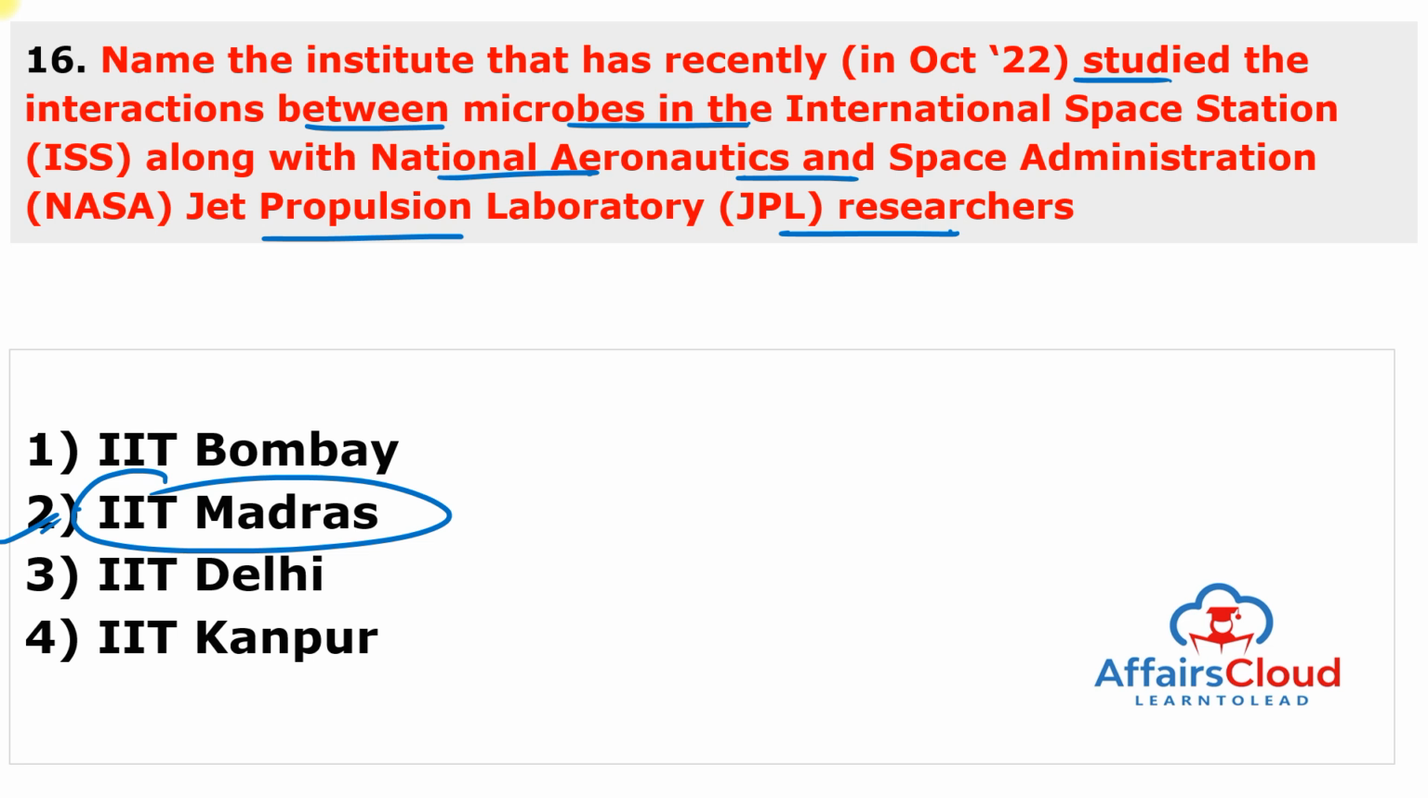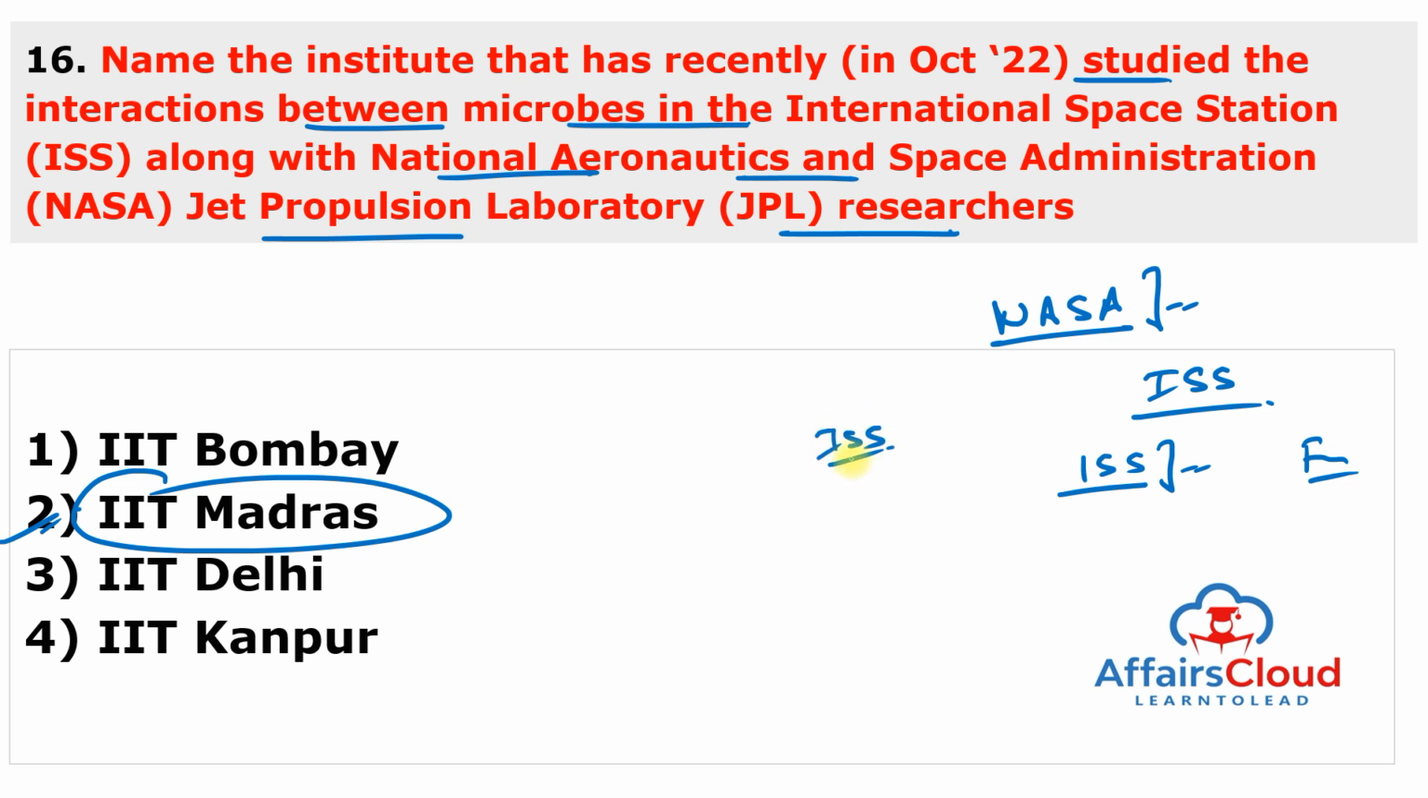So, remember, IIT Madras and the National Aeronautics and Space Administration Jet Propulsion Laboratory researchers have studied the interaction between the microbes in the International Space Station. And a microbe that resides on the International Space Station was found to be beneficial to various other microorganisms but hampered the growth of the fungus. And this study was inspired by the earlier observation of the dominance of a bacteria which is on the surface of the International Space Station.